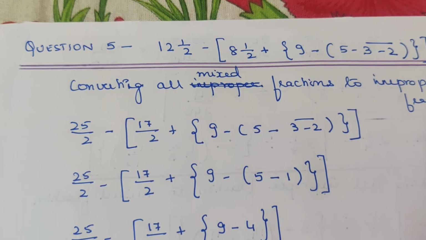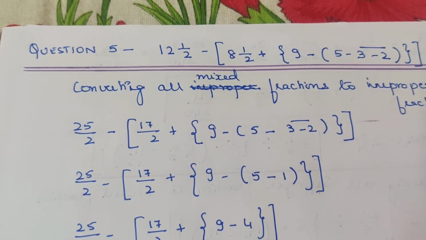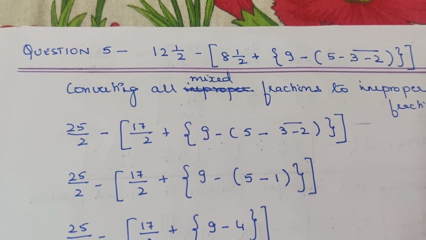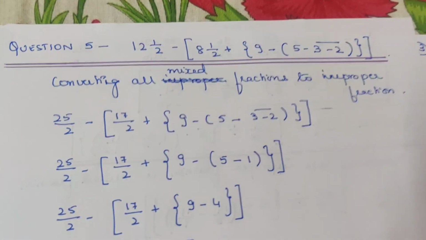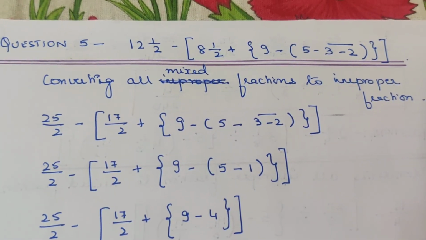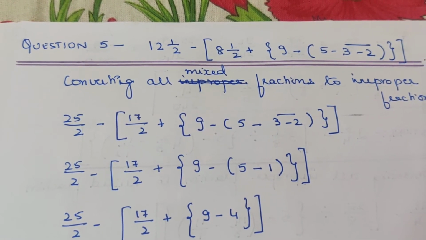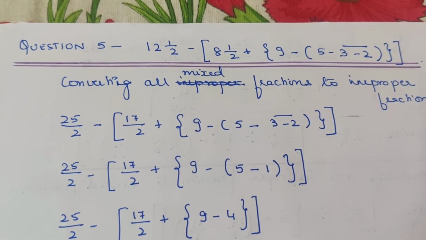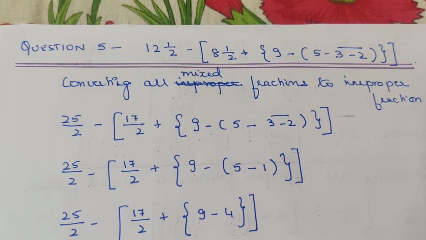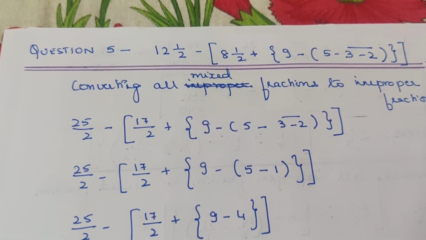12 1 by 2 minus 8 1 by 2 plus 9 minus 5 minus 3 minus 2. Converting all mixed fractions to improper fractions: 25 by 2 minus 17 by 2 plus 9 minus 5 minus 3 minus 2. The bar is called the Vinculum bracket.